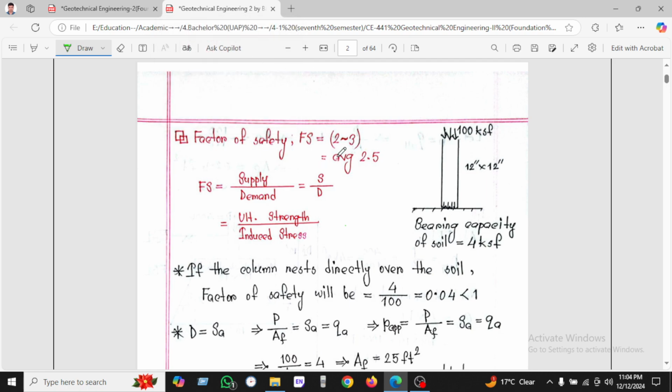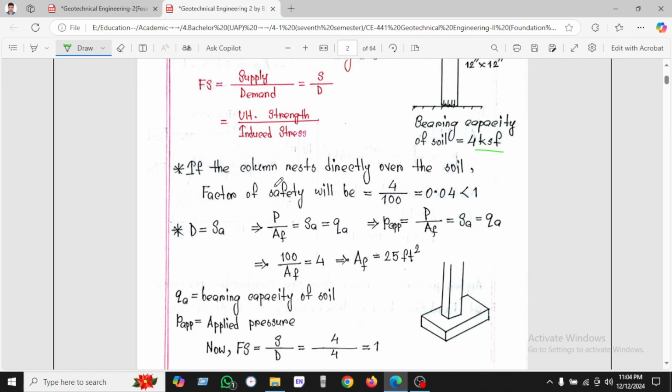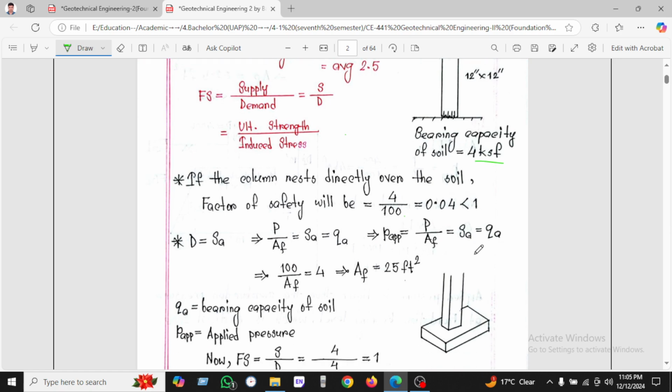Here the factor of safety is given as 2 and 3, and the average 2.5. The factor of safety, supply and demand, we have calculated here. So we know the load is 100 kip, and the size of footing is 12 by 12 inch, and bearing capacity also 4 KSF. If the column rests directly over the soil, the factor of safety will be the 4 KSF allowable divided by the applied load pressure, and it is 0.04, which is less than 1.